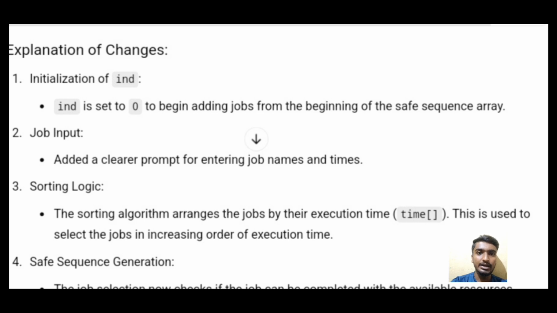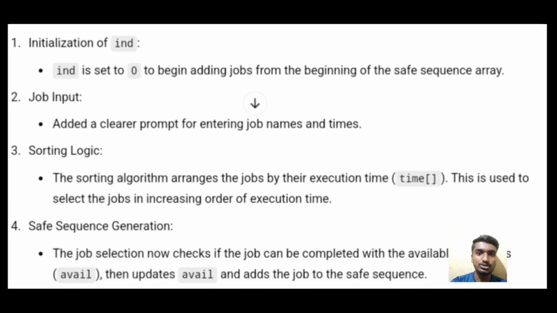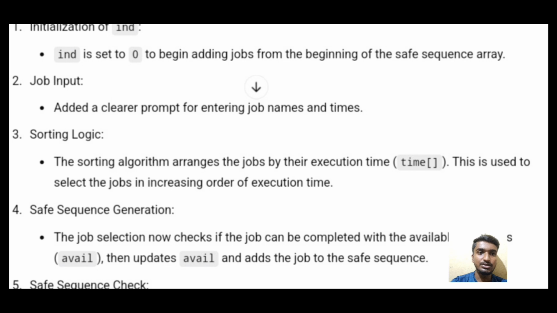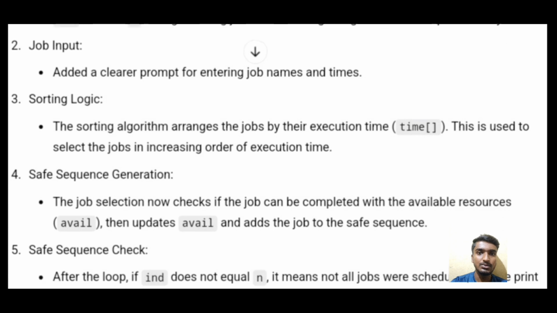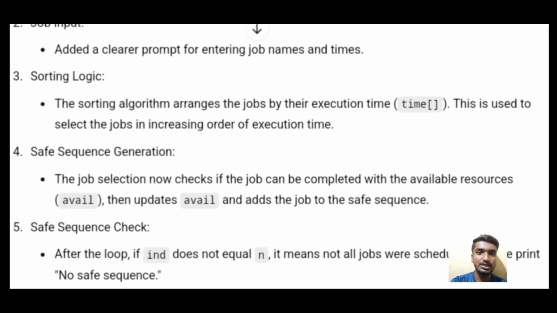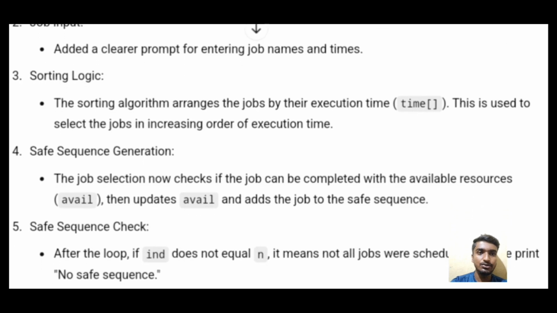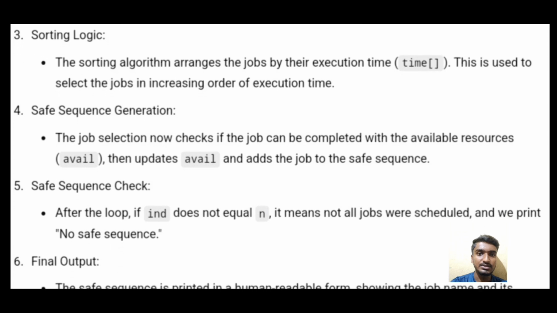Job input: prompting the user to enter job names and times. Sorting logic: the sorting algorithm arranges jobs by execution time. This is used to select the jobs in increasing order of execution time. Safe sequence generation: the job selection checks whether a job can be completed with the available resources, then updates the available resources and adds the job to the safe sequence.